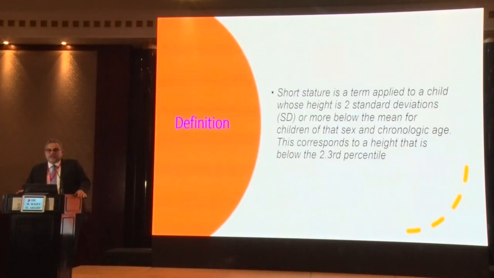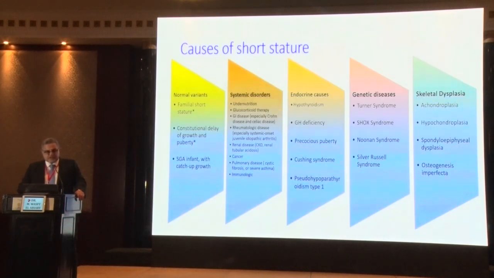Short stature is a term applied to a child whose height is 2 standard deviations or more below the mean for children of the same sex and chronological age. It corresponds to a height below the 2.3rd centile. The causes of short stature are wide. There are the normal variants, namely familial short stature, constitutional delay, and small for dates infants who catch up. 85% of children born small for gestational age catch up by the age of 2 to 3. Those do not represent a problem of short stature.